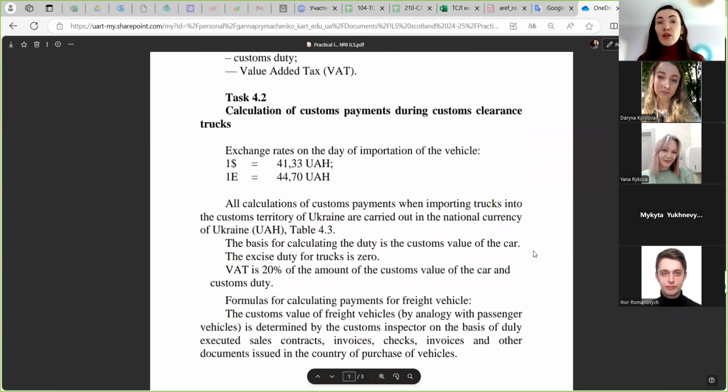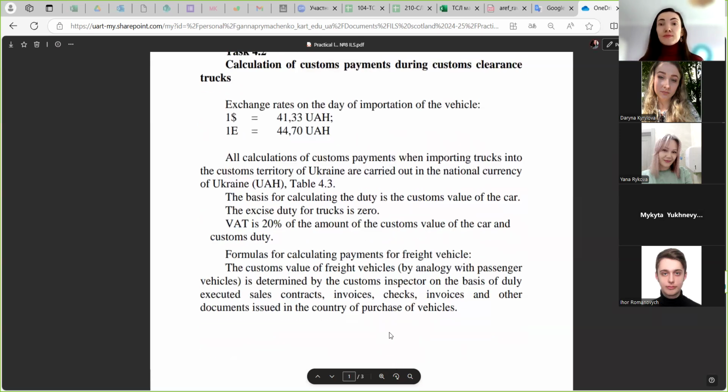You can see it. This information maybe I'm discussing very fast. And now we need to calculate all these payments for freight vehicles today and for our variants and try to know how much we need to pay when our freight vehicles bought in other countries can come to Ukraine. So we used these parameters.